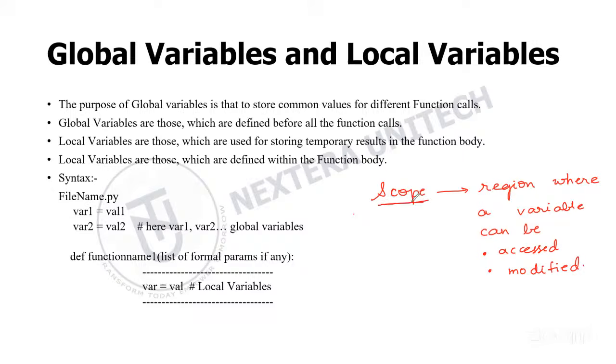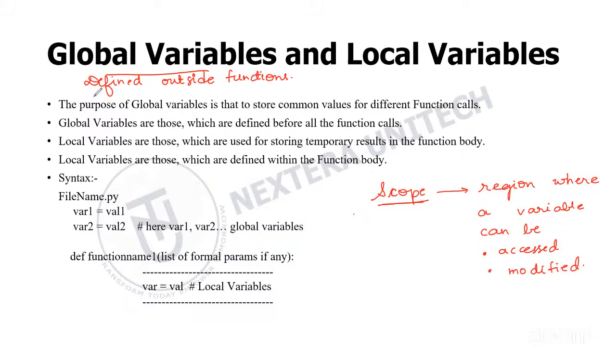So scope, or variable scope, refers to the region of the program where a variable can be accessed and modified. Coming to global variables first. Global variables are defined outside functions. Inside of the functions, these won't be defined. Outside functions, global variables will be defined.